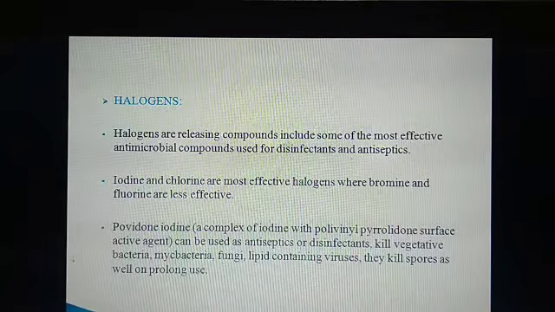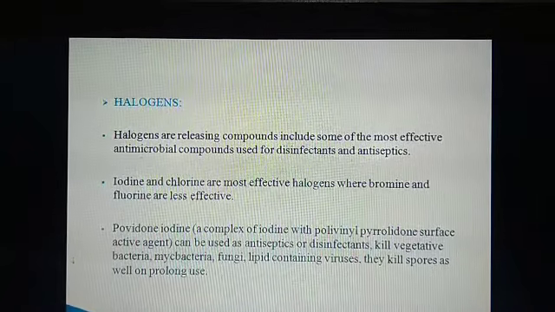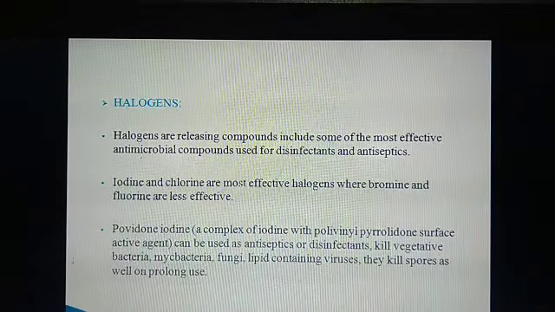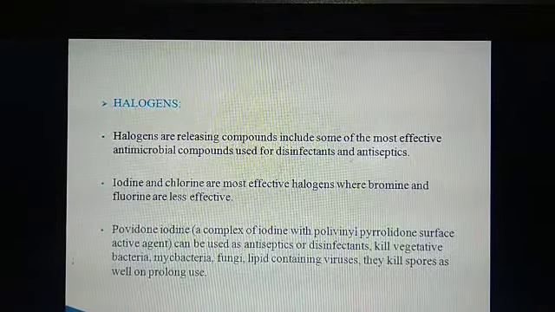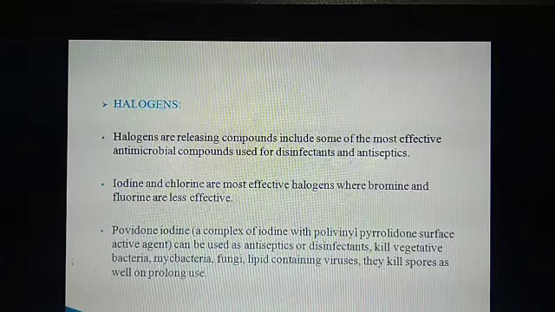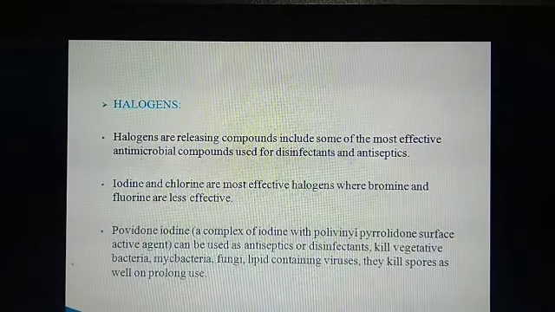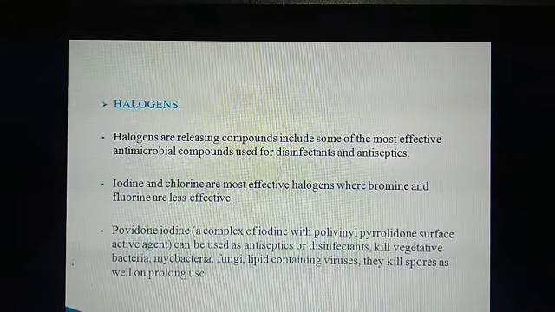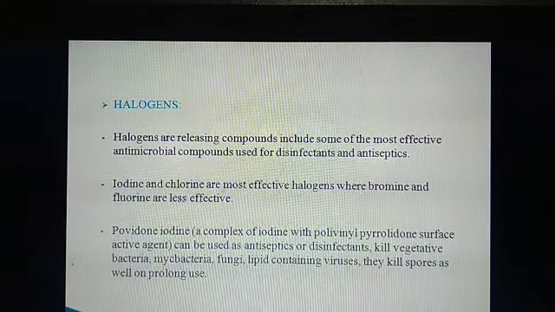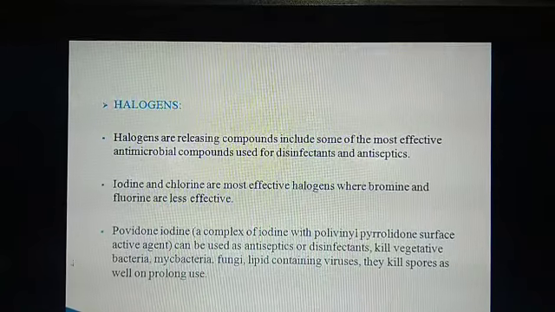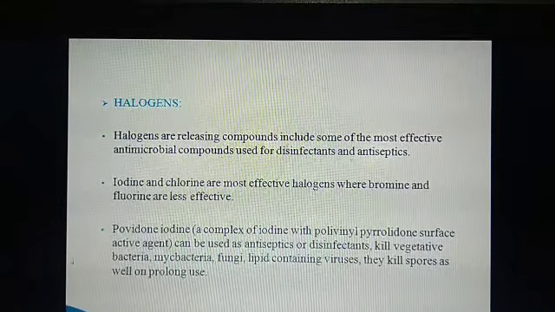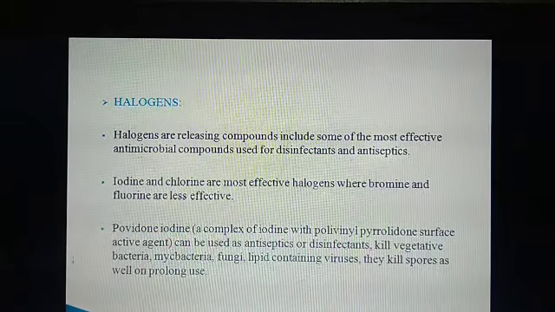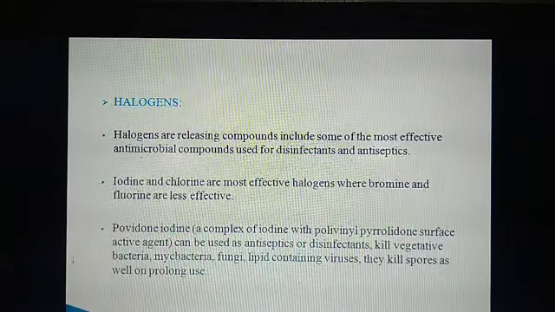The first is the halogens. Halogens are releasing compounds. They have the most effective antimicrobial activity, and can be used as disinfectants or antiseptics. Iodine and chlorine have been found to be more effective antiseptics as compared to bromine and fluorine.